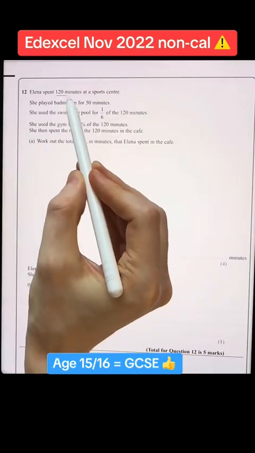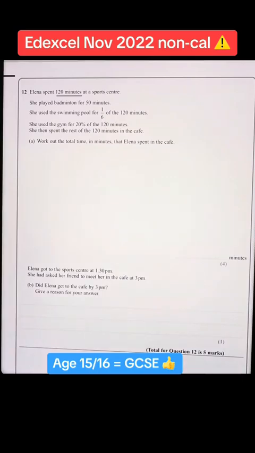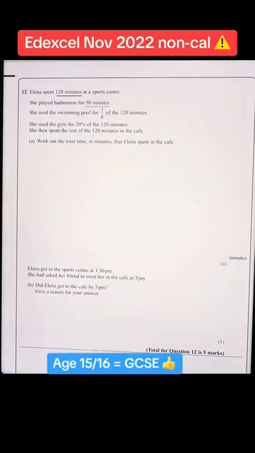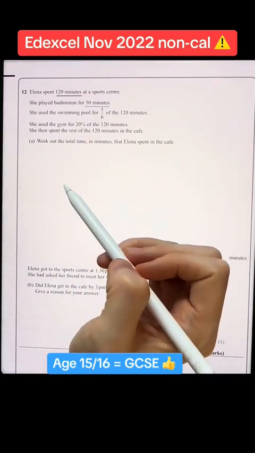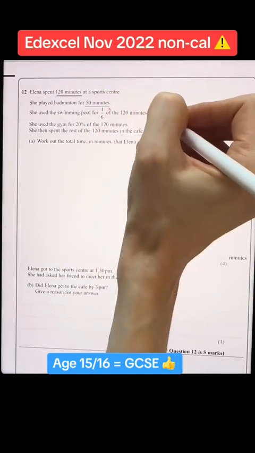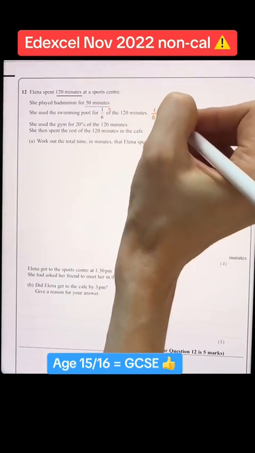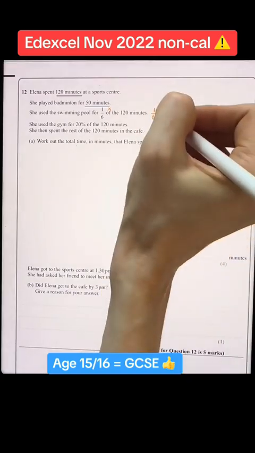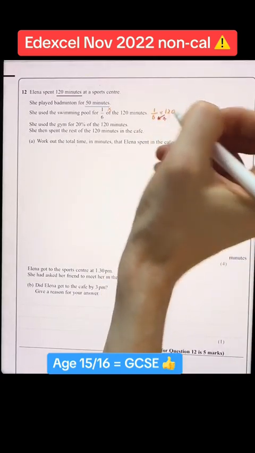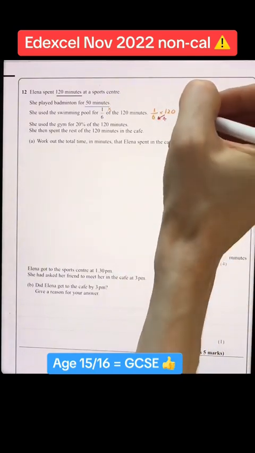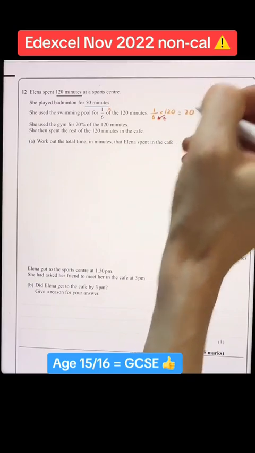Eleanor spent 120 minutes at a sports centre. She played badminton for 50 minutes. She used the swimming pool for 1/6 of the 120 minutes. Well, of in mathematics means to multiply. So it'd be 1/6 multiplied by 120. When calculating a fraction amount, we always divide by the bottom and times by the top. Well, 120 divided by 6 is 20, and 20 times 1 gives us 20. So she spent 20 minutes in the swimming pool.